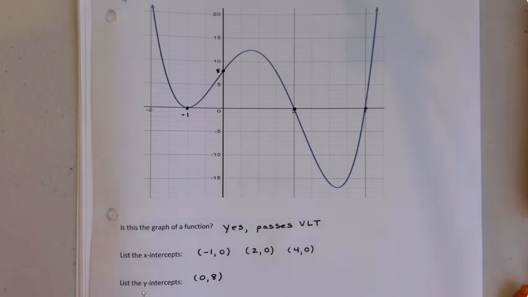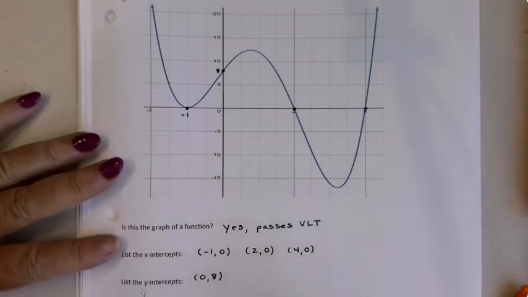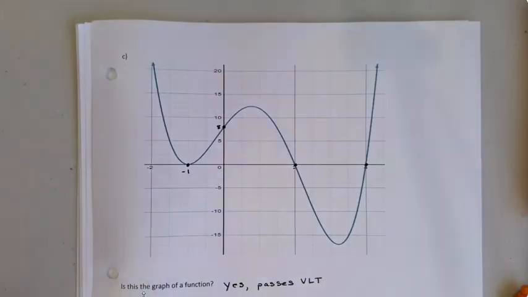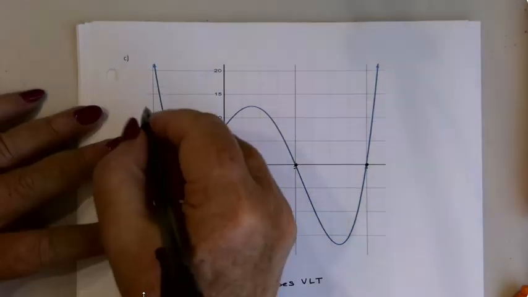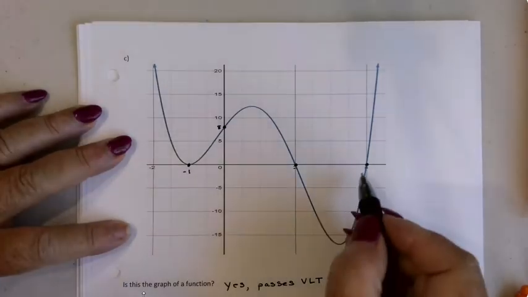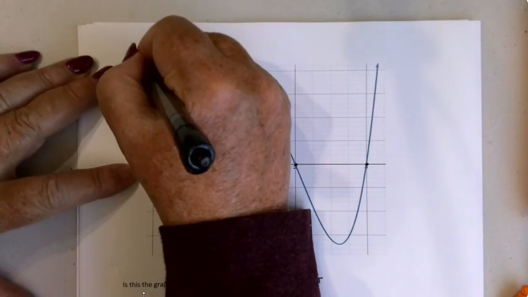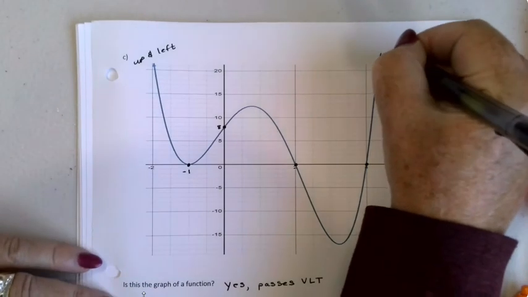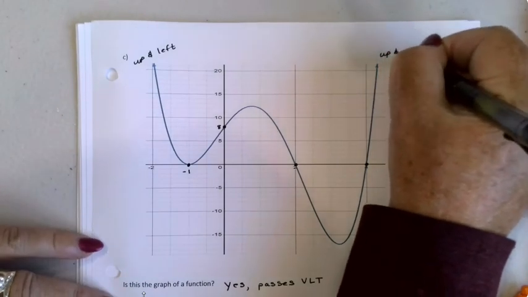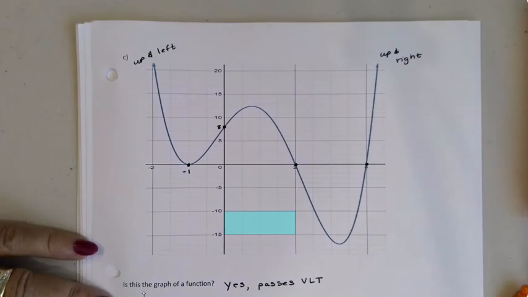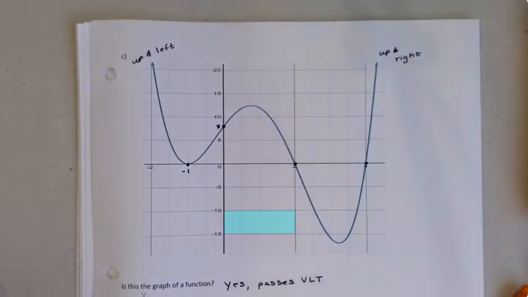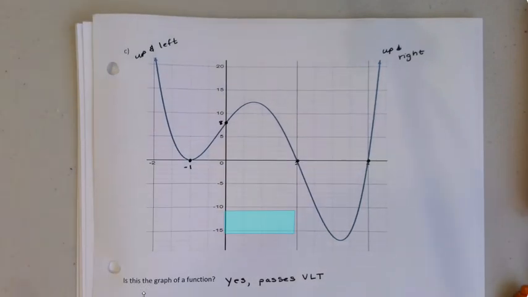All right, domain and range. Once again, I'm going to notice they're up here, right? Little arrows on the ends of the graph mean the graph goes on forever. So it goes up to the left forever and up to the right forever. Since it goes left forever and right forever, my domain once again is going to be negative infinity to infinity.